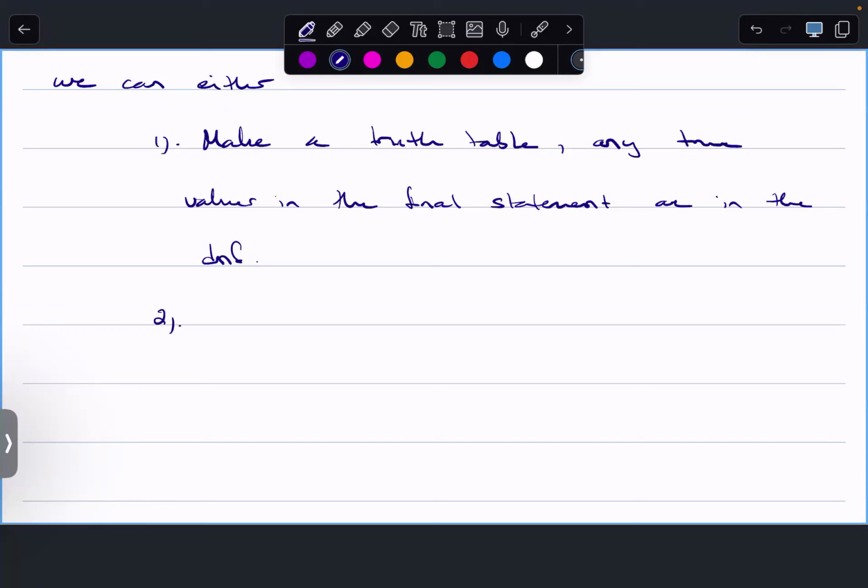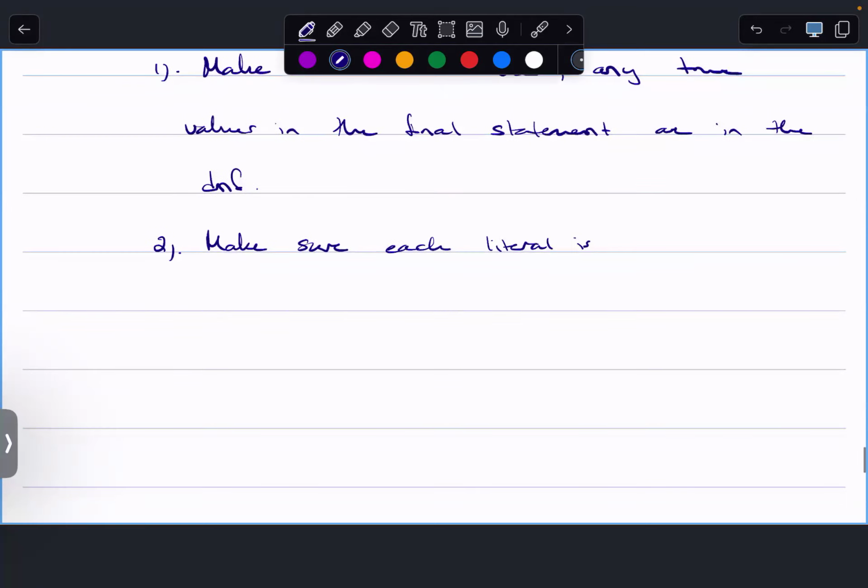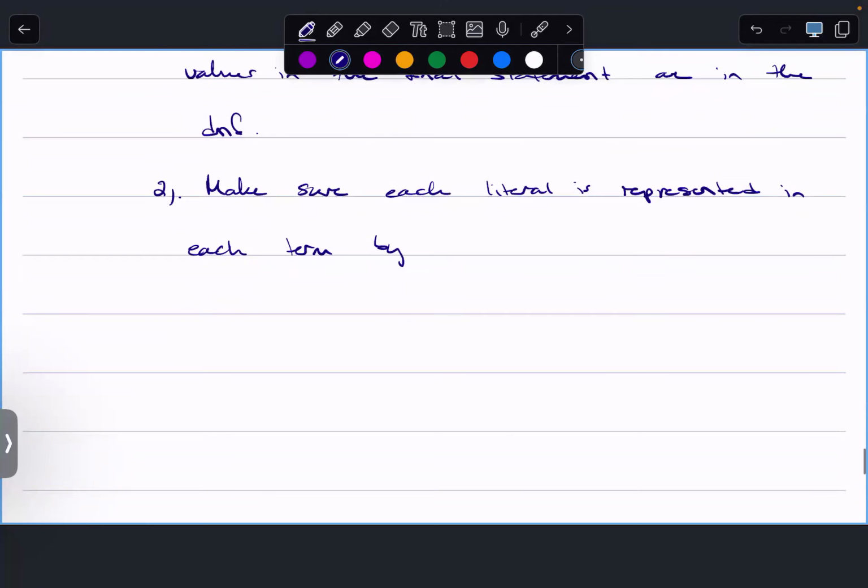The other option is to take all the terms and make sure that each of the literals is represented in each term, by multiplying by 1, in quotes, and simplifying. And I changed it. Did you see that?